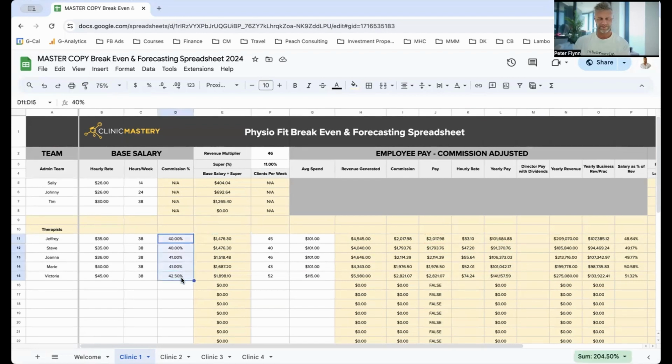Now, again, if they don't get a commission, the hourly rate will look awfully like what it does over here. This is just adding super on top of it.